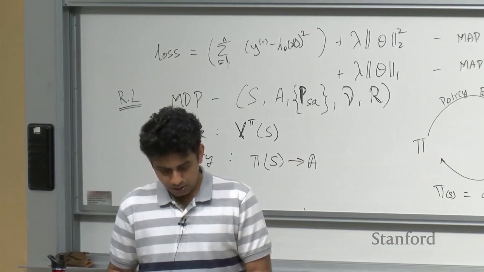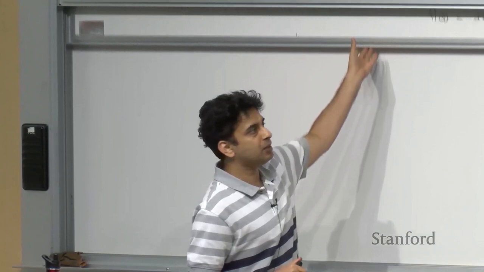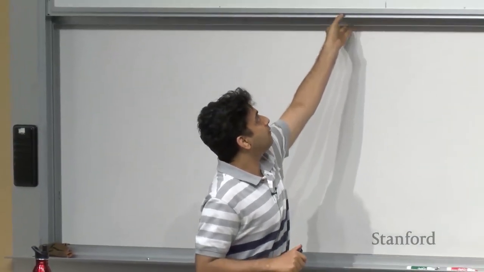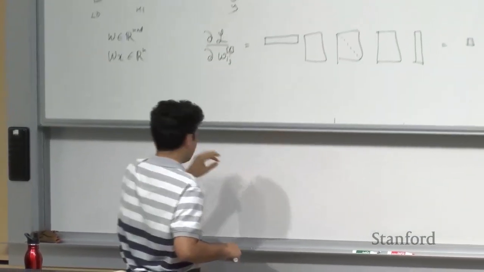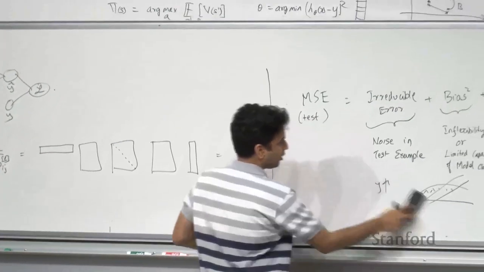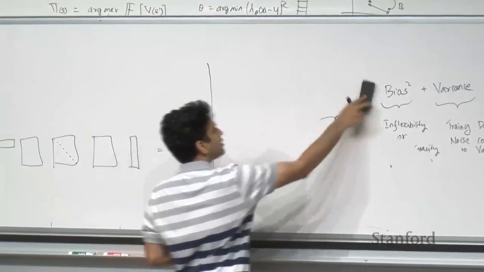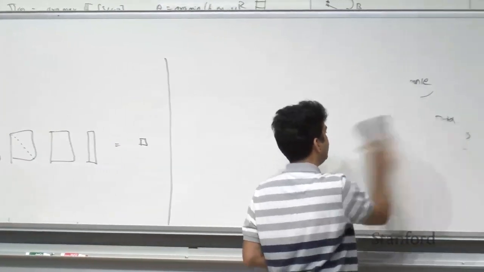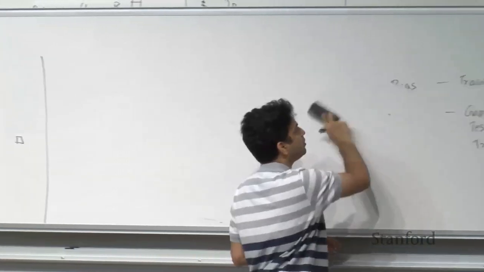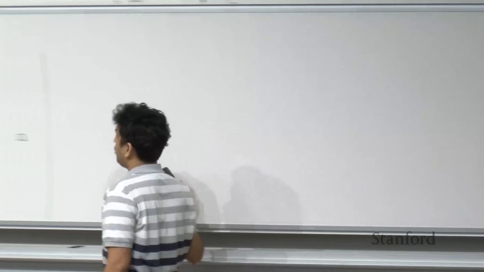Right? So after reinforcement learning, we moved on to unsupervised learning, where we are given a set of examples X's, but there is no corresponding Y. And our task is to learn some interesting structure. And the structure we saw in the class, basically we looked at two kinds of structures.